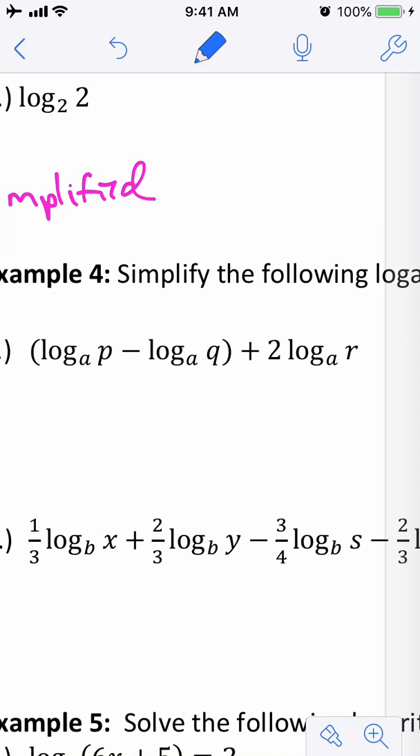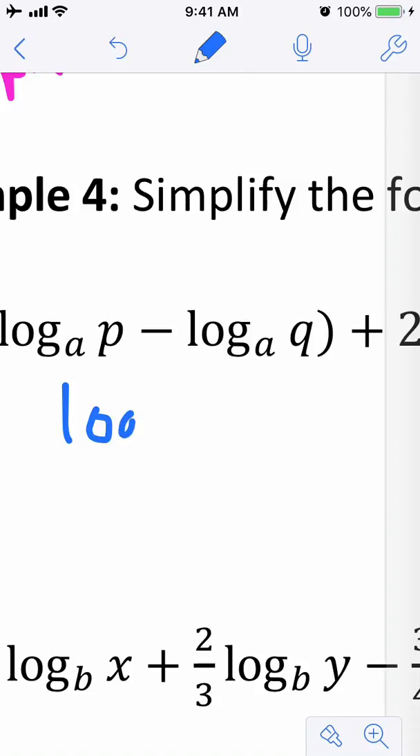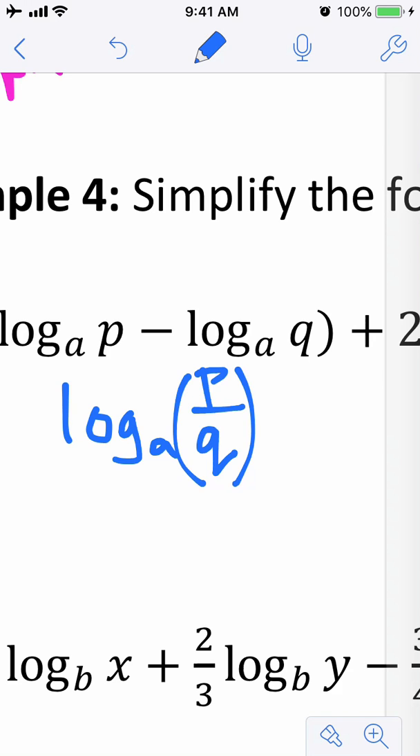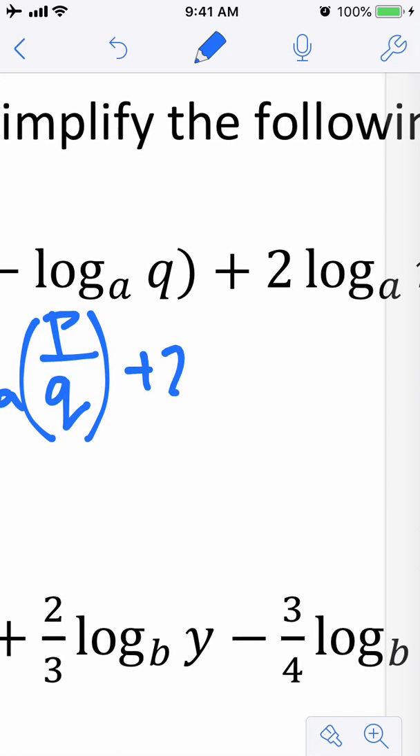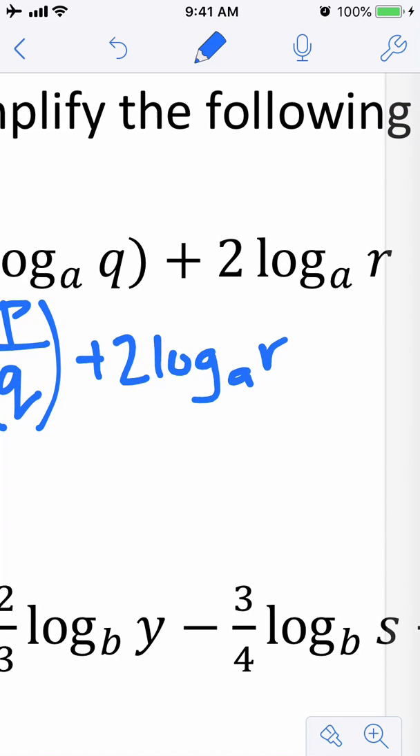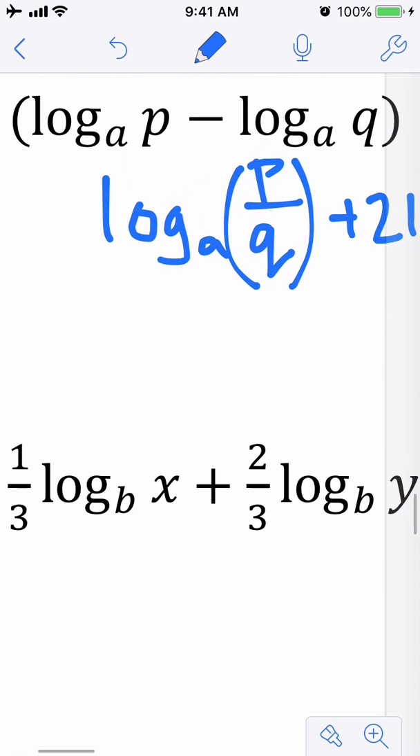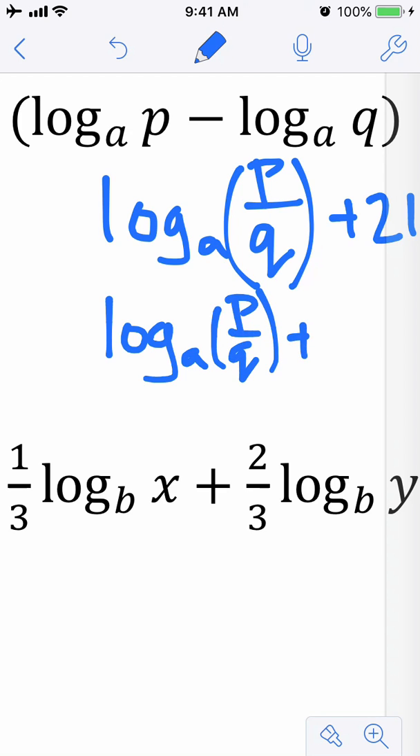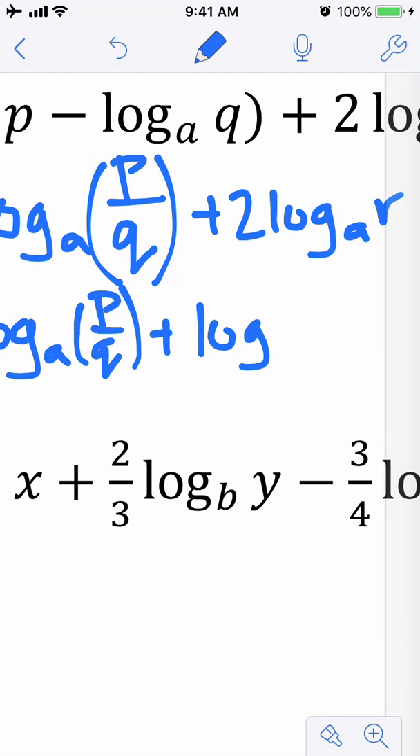What can I do there? That is straight up quotient rule. So first off, this is going to change to log a of p over q. Quotient rule. So that's easy. That changes this right away. We've got 2 log a of r left over. Well, I also see a power rule on this second side. I can change that into not 2 times log a of r, but I can move that back into the exponent, right? I can also undo this rule. So I have log a of p over q plus log a of r squared. So I can put that back in.